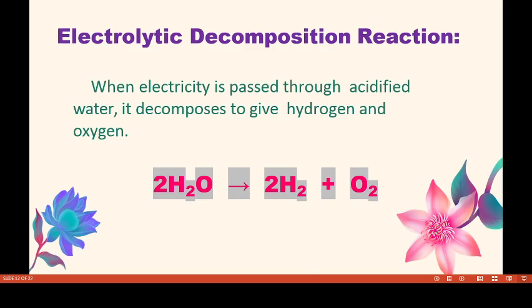Okay, students, I hope all of you understood. When an electric current is passed through a compound to decompose it, such a reaction is known as electrolytic decomposition reaction. Okay, next.